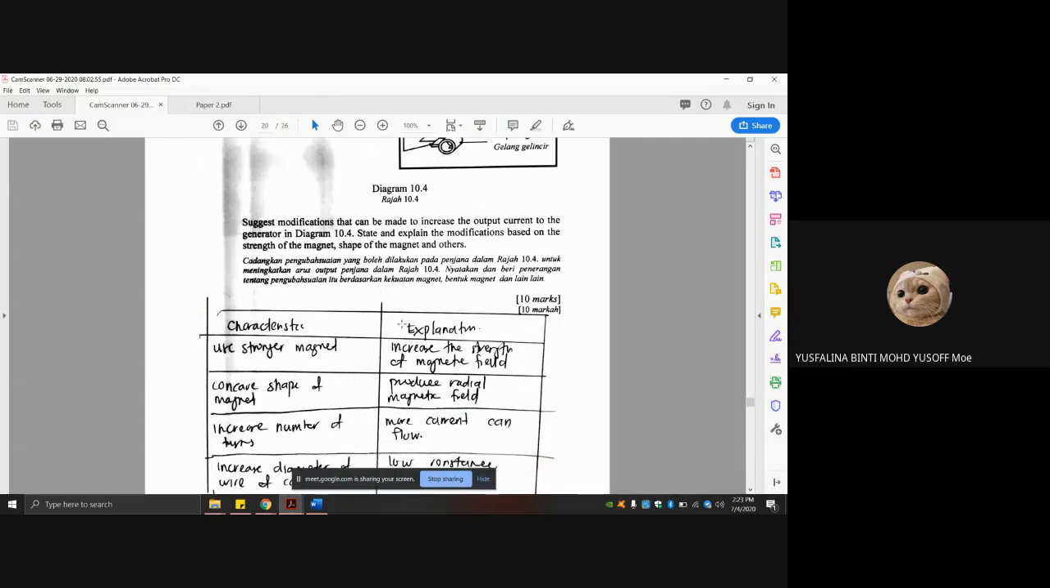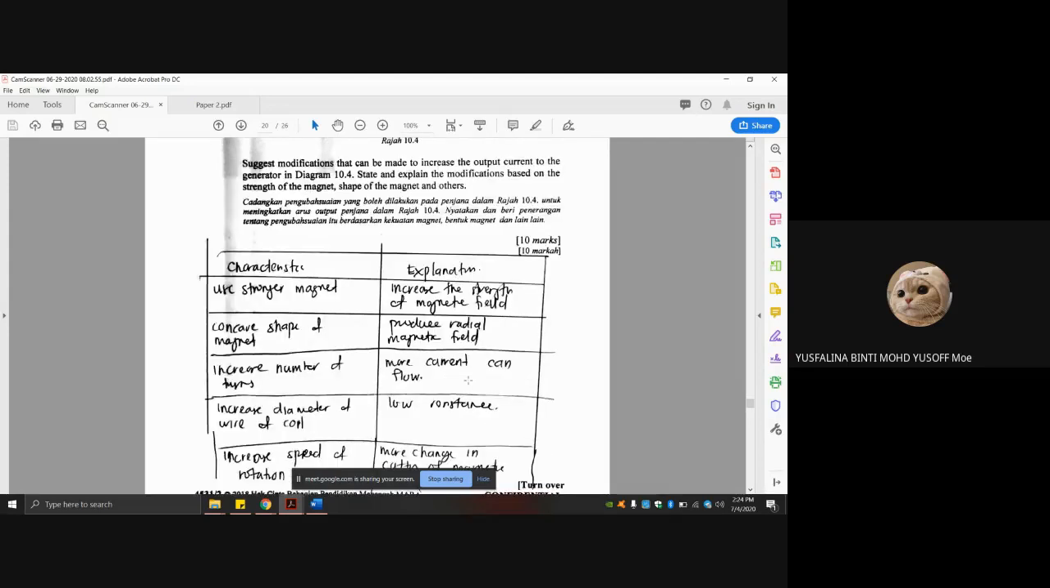So for the strength of magnet, use a stronger magnet, so increase the strength of magnetic field. Because if the magnet is strong, there are more magnetic field lines. The second one, concave shape of magnet. Even in class, and last week I think, I already showed you what the shape of the radial magnetic field is, right? If you use the concave shape of magnet, it produces a radial magnetic field.